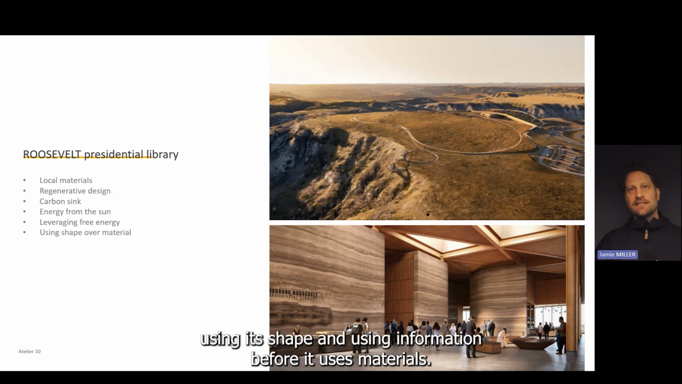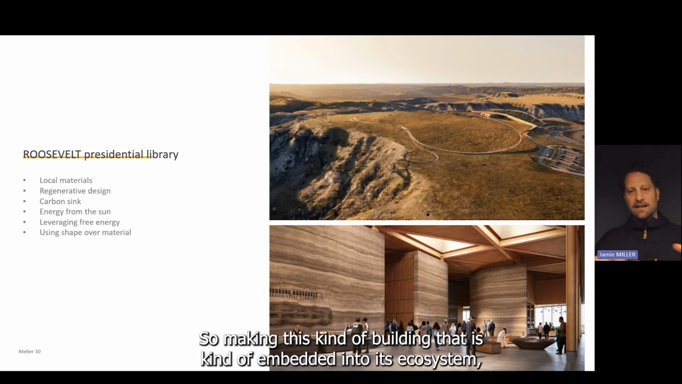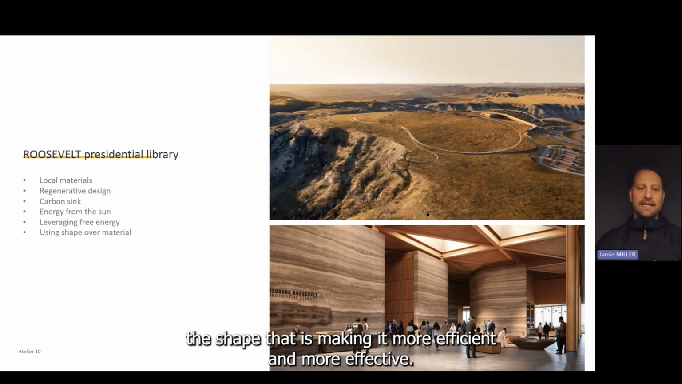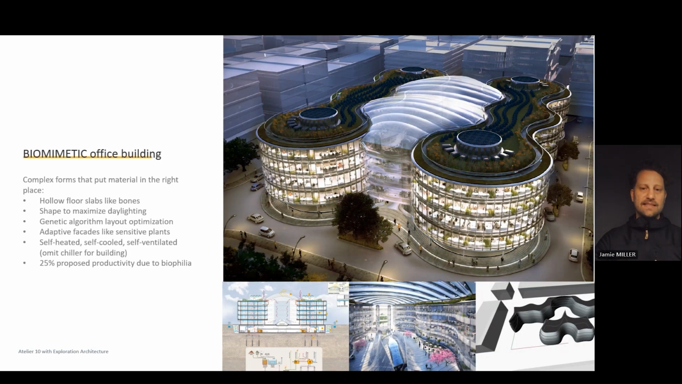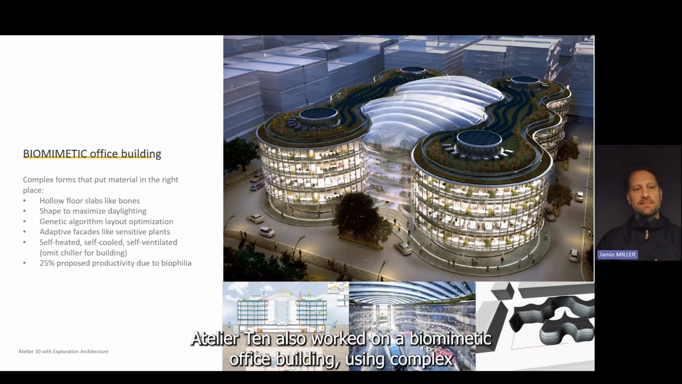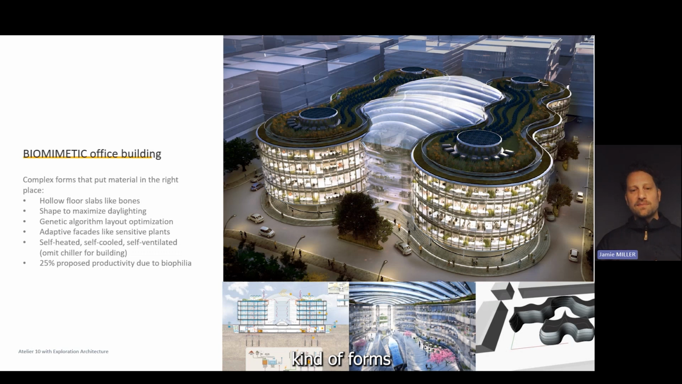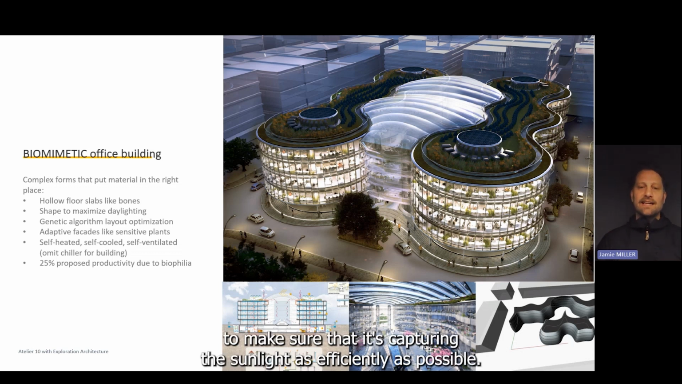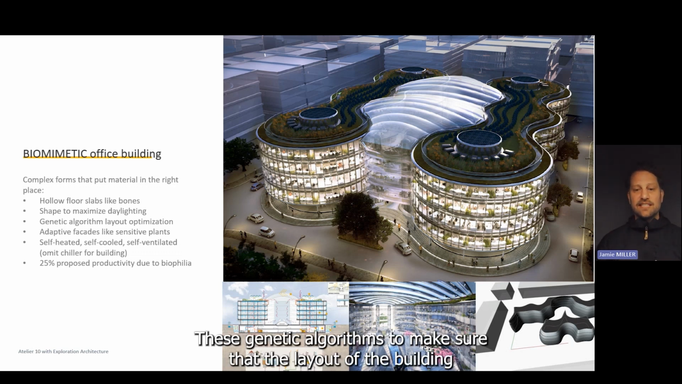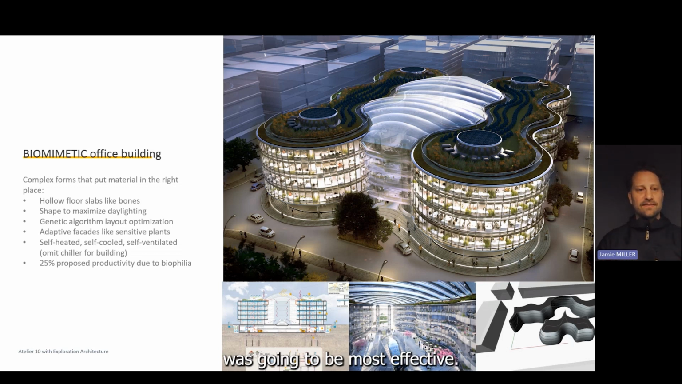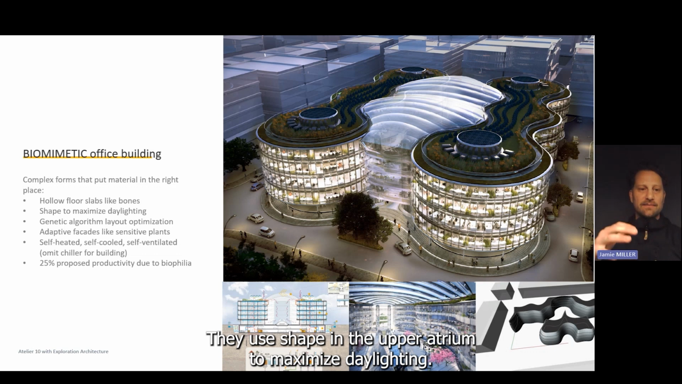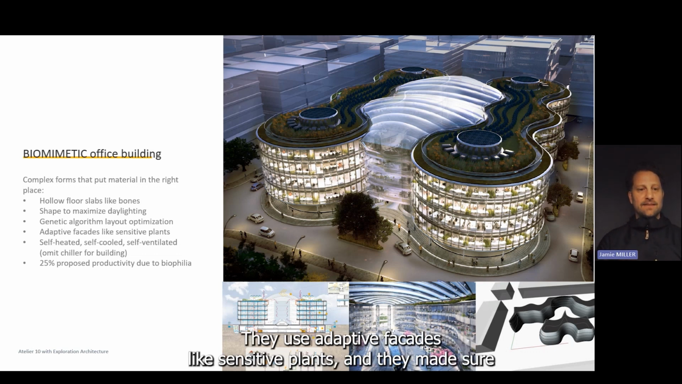Nature is very clever at using its shape and using information before it uses materials. So making this kind of building that is embedded into its ecosystem, this shape that is making it more efficient and more effective. Atelier 10 also worked on a biomimetic office building, using complex forms to make sure that it's capturing the sunlight as efficiently as possible. They used genetic algorithms to make sure that the layout of the building was going to be most effective. They used shape in the upper atrium to maximize daylighting. They used adaptive facades like sensitive plants.